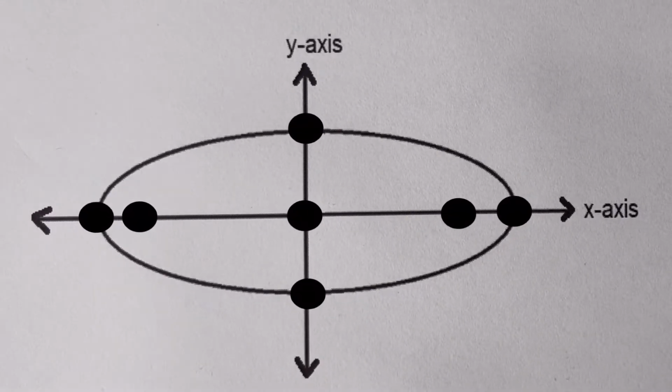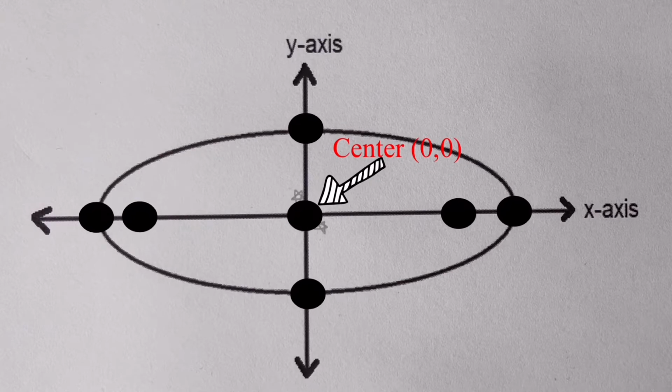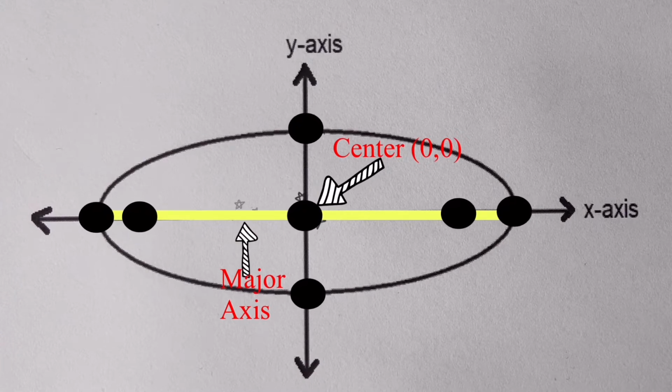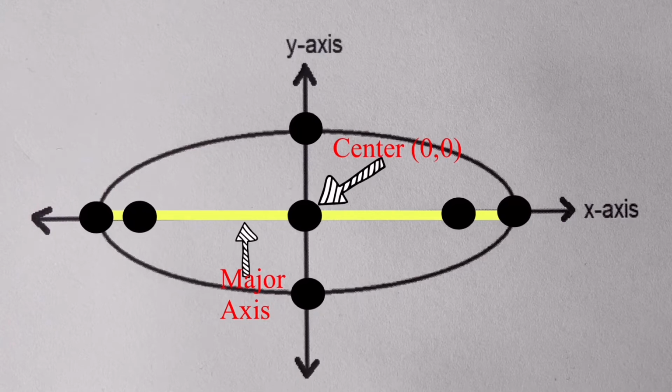The first part that we have here is the center. The center is halfway between the two diameters of the ellipse. The second part that we have here is the major axis. The major axis is the longer diameter of an ellipse that connects the two vertices passing through the center.